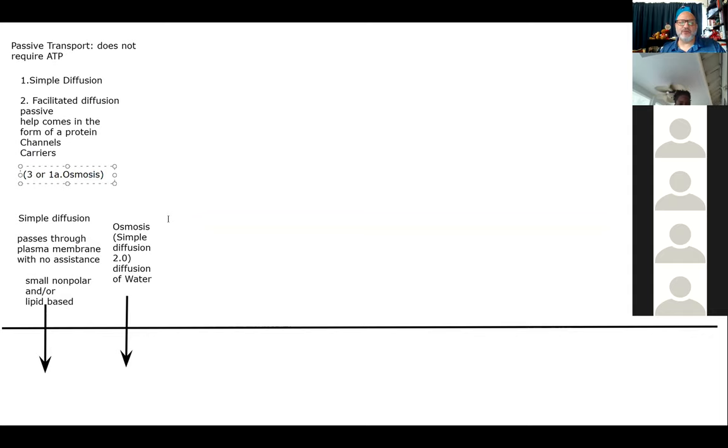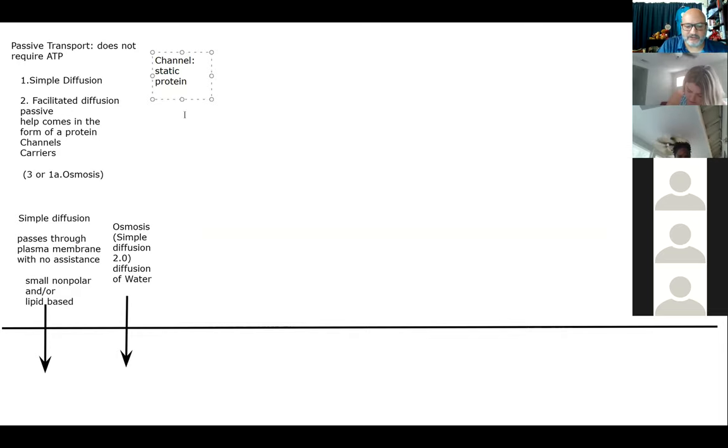So what we need to do is explain the difference between a channel and a carrier. A channel, and actually I'm going to cheat and draw this up here, is a static protein. What do I mean by static? Not changing. It doesn't move. Exactly. Basically, it is a structured whole, and in fact, we have a name for the whole of a channel: the pore. I keep using the example of a door frame. A door frame is a channel. It is a hole in the wall that you can pass through. And so that's basically what we have.